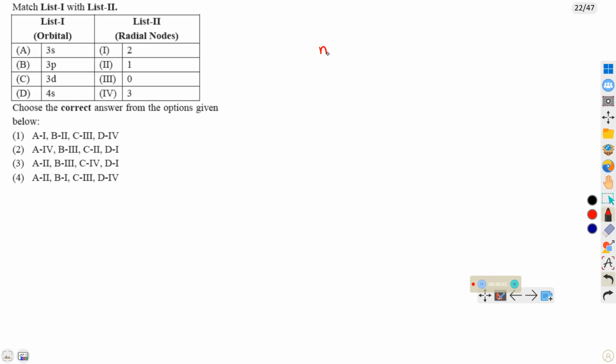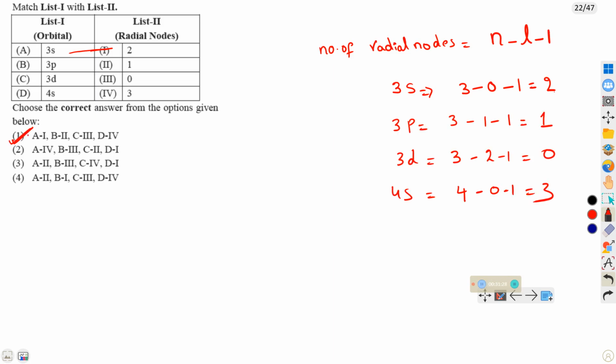Number of radial nodes. Number of radial nodes is equal to the formula n minus l minus 1. For example, for a 3s orbital, 3 minus 0 minus 1 equals 2. So 3s orbital has 2. The answer is A1. Only one option is there, the first option. Yes, first option only is correct.